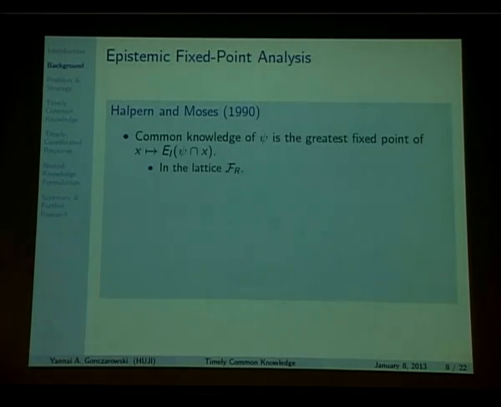Halpern and Moses, again in 1990 or 1984, depending on who you ask, showed that common knowledge of psi is the greatest fixed point of the function on events X maps to "everyone knows psi and X." Greatest in terms of the lattice, the power set lattice of events.